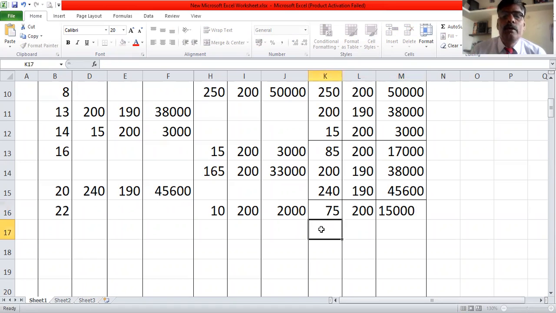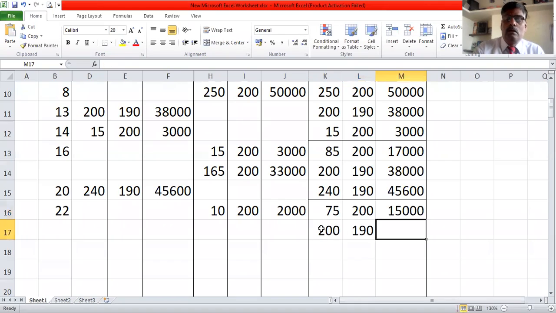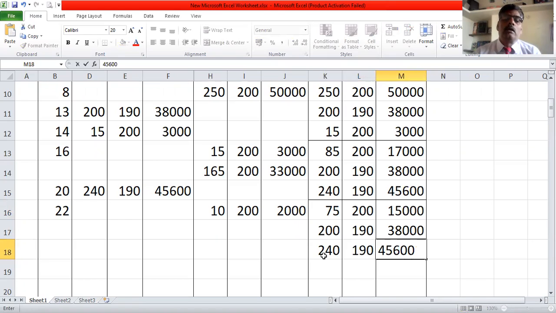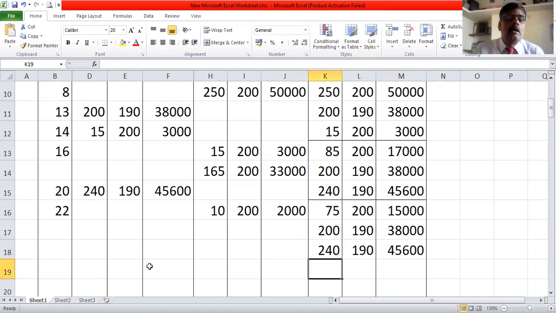15,000. Then second lot is 200 at the rate of 190, 38,000. And third lot is 240 at the rate of 190, amount is 45,600. Okay, this is the balance. And then on 24th there is an issue. So you underline the balance column and take the date.